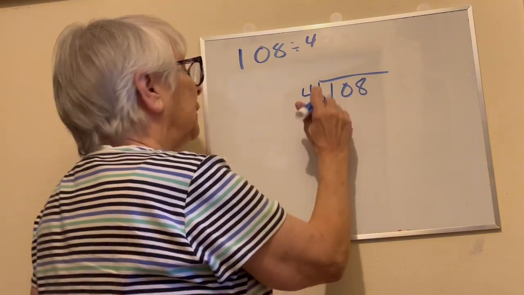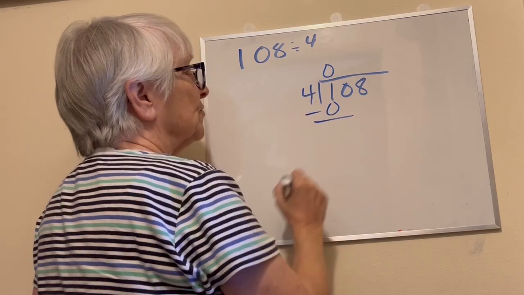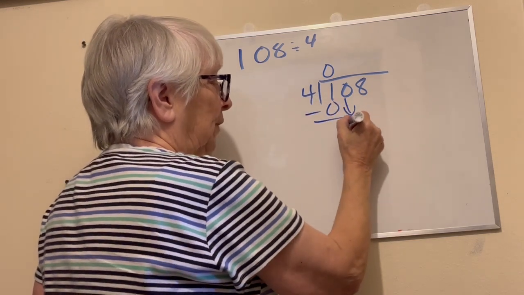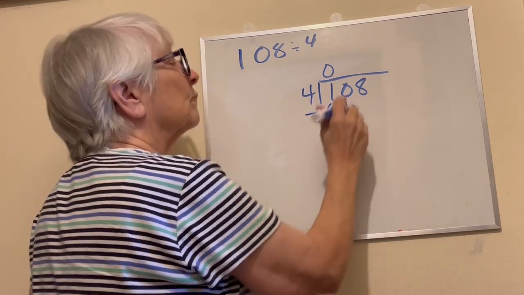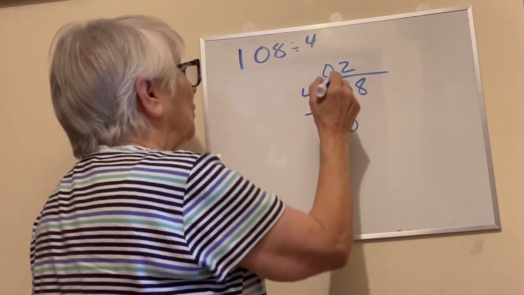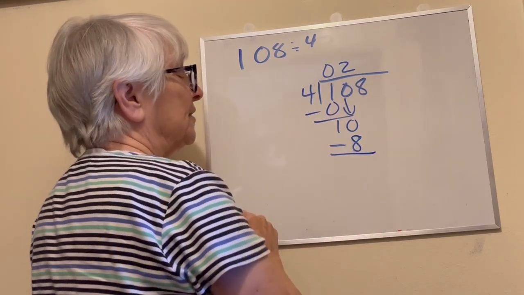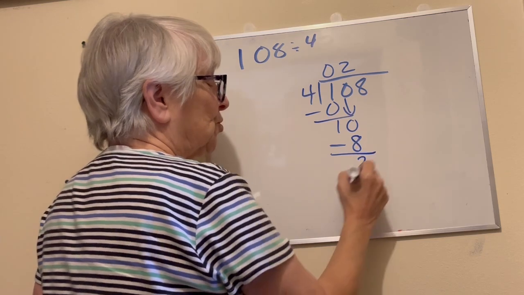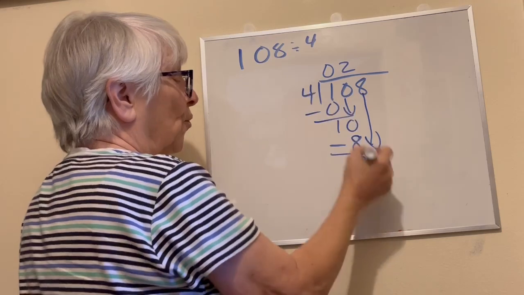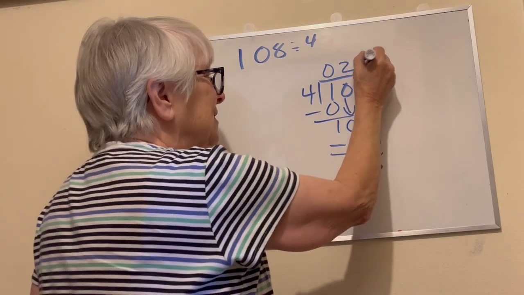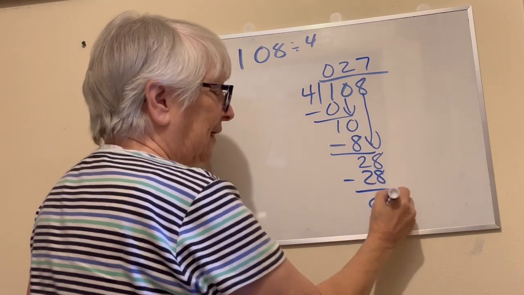So does 4 go into 1? No, it doesn't. 0 times 4 is 0. Subtract, get the 1, bring down a 0. Okay? Does 4 go into 10? Goes in there twice because we know our multiplication facts. 2 times 4 is 8. And subtract. 10 minus 8 is 2. Bring down the 8. Does 4 go into 28? Yes, 7 times. That's 28. And we subtract and get 0.